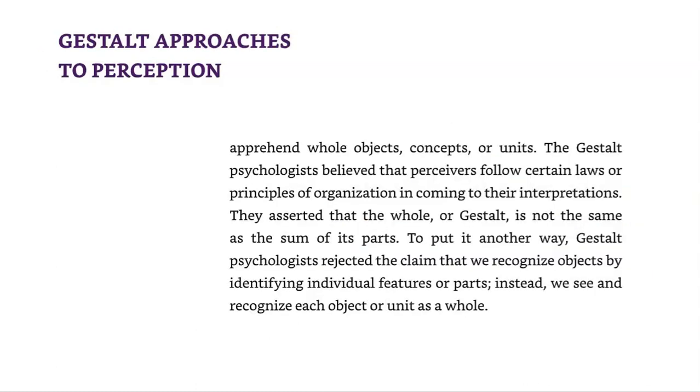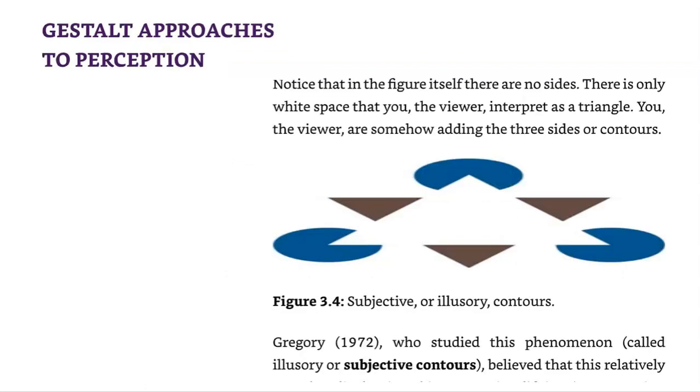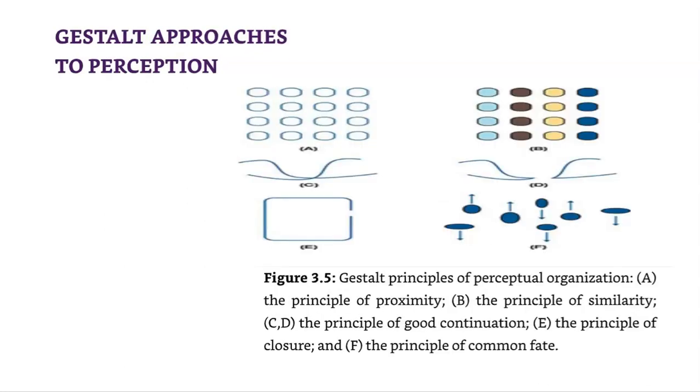So the Gestalt psychologists believe that perceivers follow certain laws or principles of organization in coming to their interpretations that just happen automatically. They're just immutable. They assert that the whole or Gestalt is not the same as the sum of the parts, and to put it another way, these psychologists rejected the claim that we organize or recognize objects by identifying each individual feature. We take the whole thing, and it just can't be reduced. You're overwhelmingly inclined to do that.